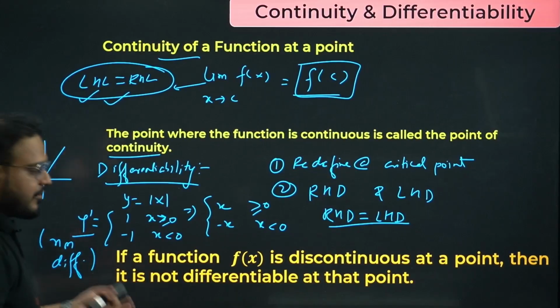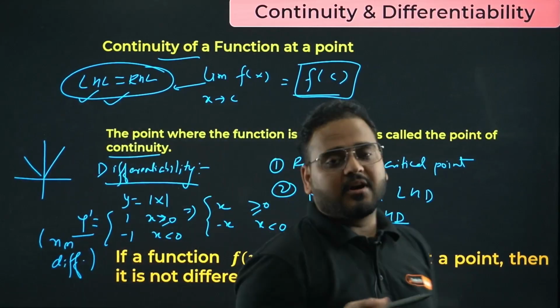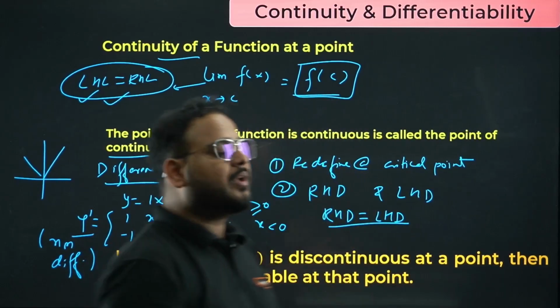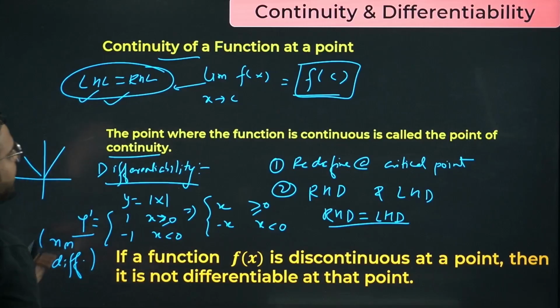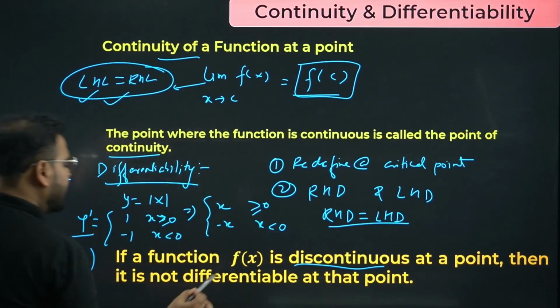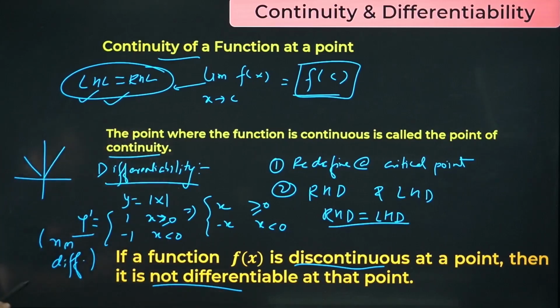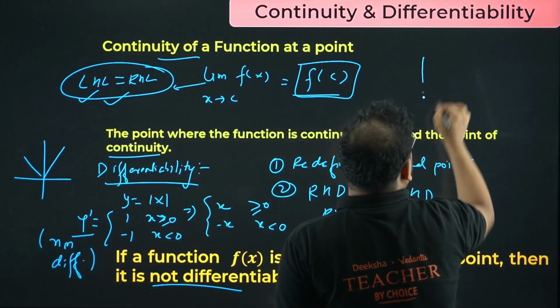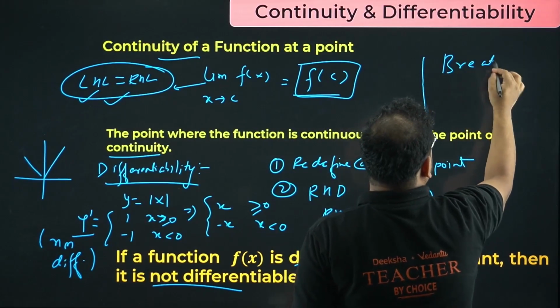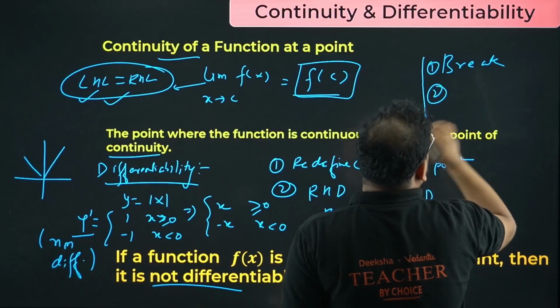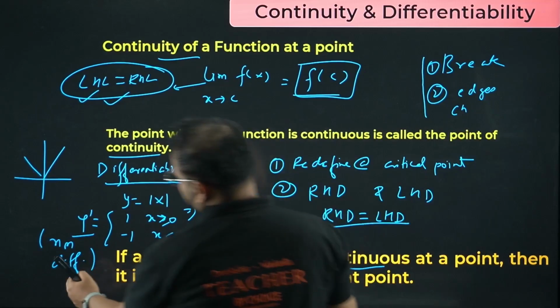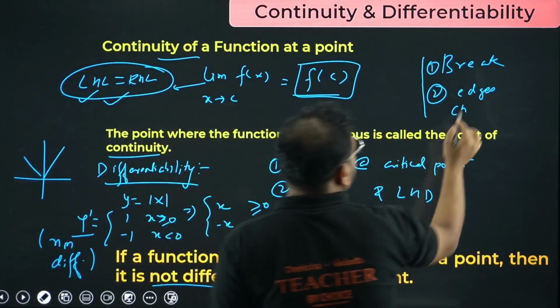Another way to find it out: if you can see a sharp edge in the function, or a break in the function, meaning there's a gap, you call the function non-differentiable. If a function is discontinuous in nature, it will automatically be non-differentiable. Another way to identify this is a break in the function, or if you have corners or edges. I can write corner only, it will be better.